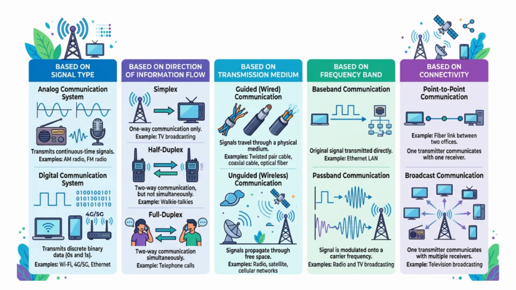In a broadcast system, one transmitter sends information to many receivers at the same time. A good example is radio stations or television broadcasting, where one signal is transmitted and received by millions of people simultaneously. Mobile network towers also broadcast signals to multiple users in a specific area.